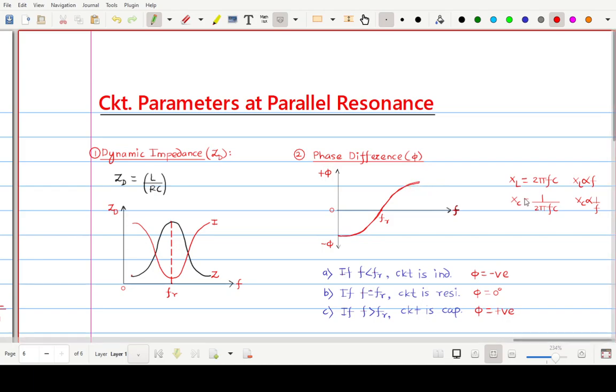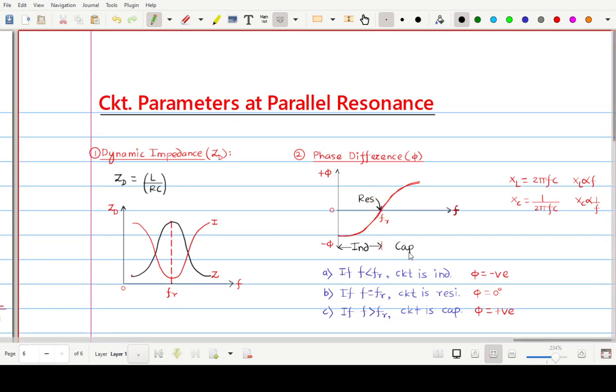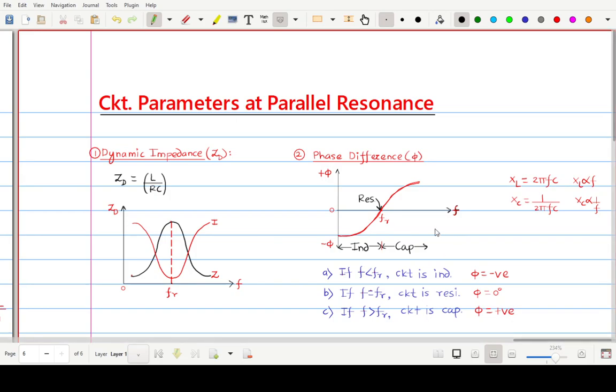At this time your XC will be higher. Okay, so therefore for this much duration, your circuit is inductive in nature. At resonance, your circuit is resistive in nature, and after this point, your circuit goes in capacitive mode. Okay, so in this way, you can plot the graph for phase difference phi at multiple frequencies.